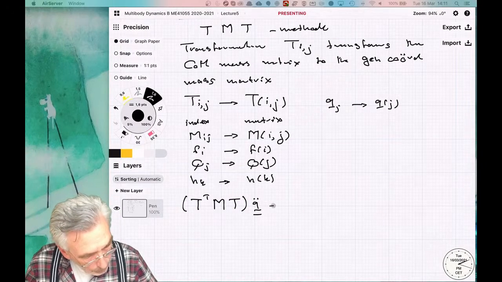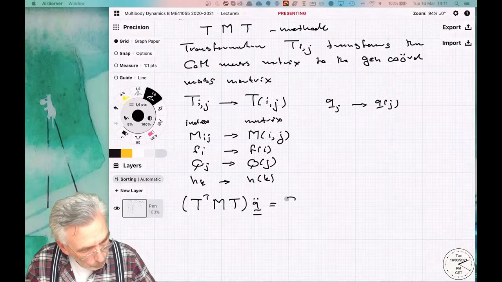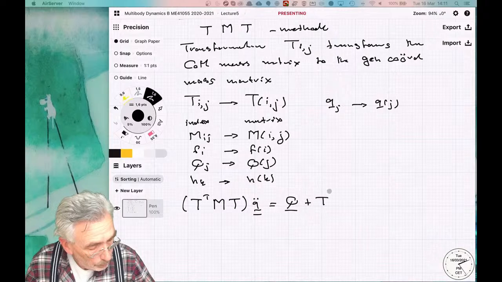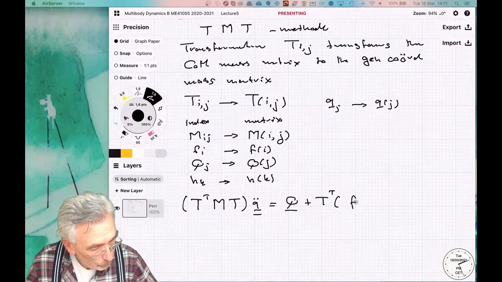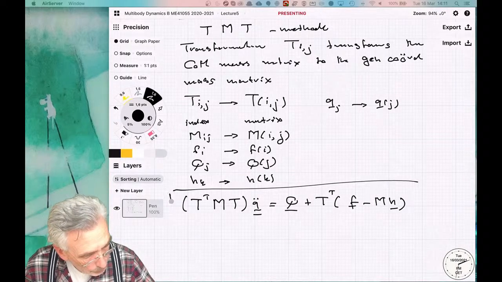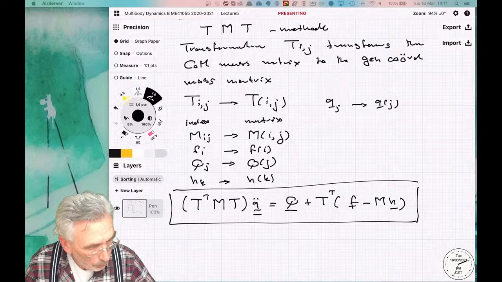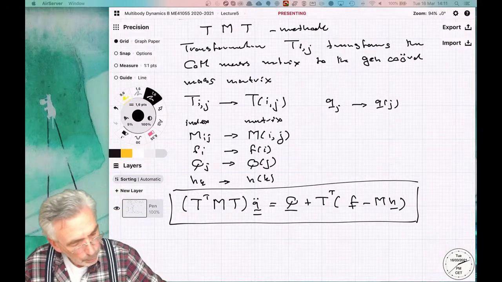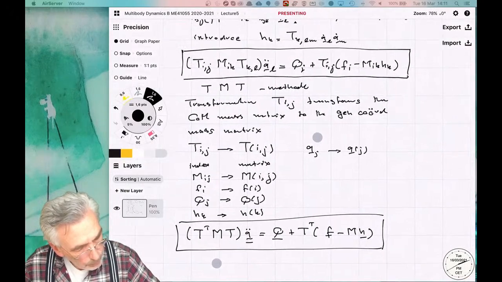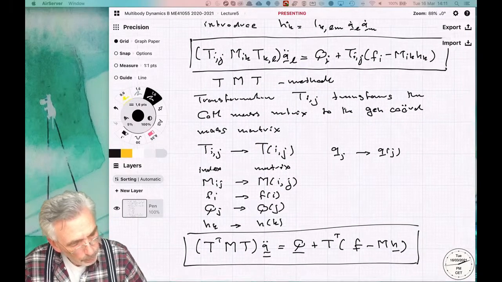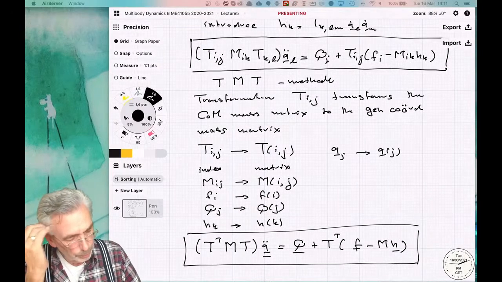Yeah, and then equals, then I get my vector with the generalized forces, T transform times the forces F minus M, and then the vector H. So this is, in matrix vector notation, the whole thing. Okay, so why do I say T transform? That is a bit of a tricky thing. Most students usually have trouble with that.